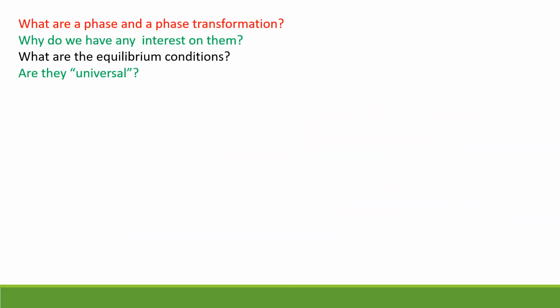So now we have answered these two questions: why do we have any interest in them, and are they universal? At least we have seen three completely different systems, four with the alloy, in which we have phase transformations that are quite important, so we can assume that they are universal. Then, what are phase and phase transformation?